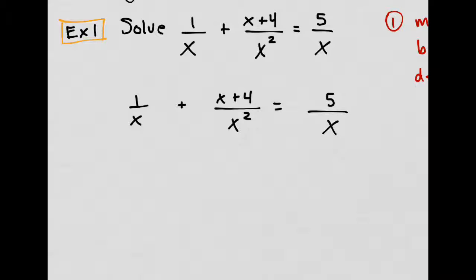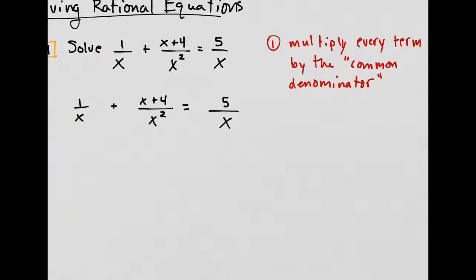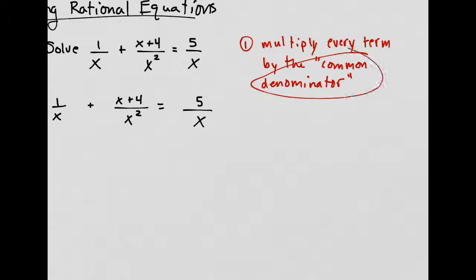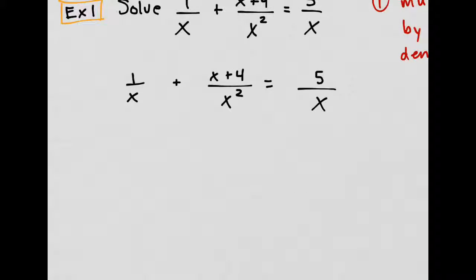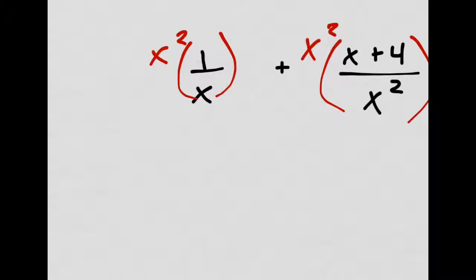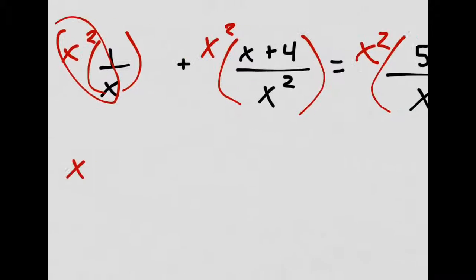So here, if I'm multiplying by the common denominator, in this case it's x squared. So I'm going to multiply every term by x squared, and I'm not really going to distribute or anything, and you'll see why in a moment, because stuff cancels. What's x squared divided by x? Oh, that's just x. So we get x here, right? x times 1, which is just x.